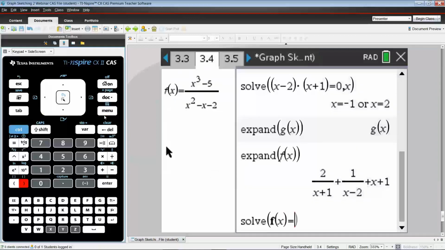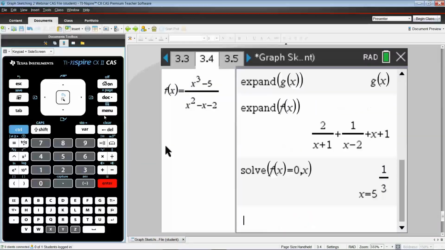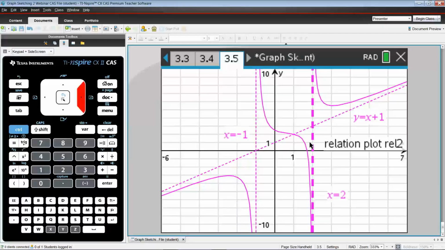f of x is equal to 0 for x. Okay, so that will give us x equals the cube root of 5. So that is our x-intercept, which you can see right there. So how do you draw that on the graph?